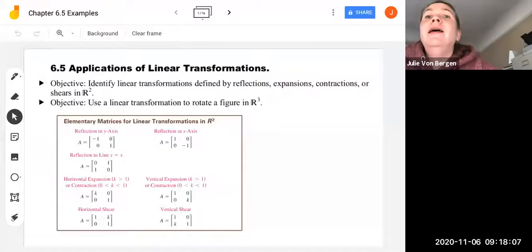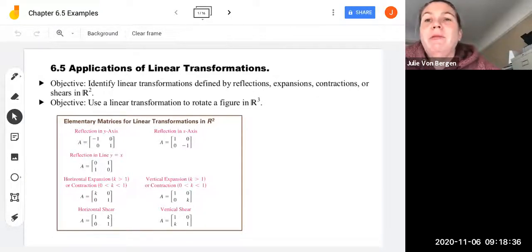In this video, we continue with chapter 6. We will cover chapter 6.5, all about applications of linear transformations. So our learning objectives for this set of 2 videos are to identify linear transformations defined by reflections, expansions, contractions, or shears in R2. And our second learning objective that you'll see in the second video is to use a linear transformation to rotate a figure in R3.